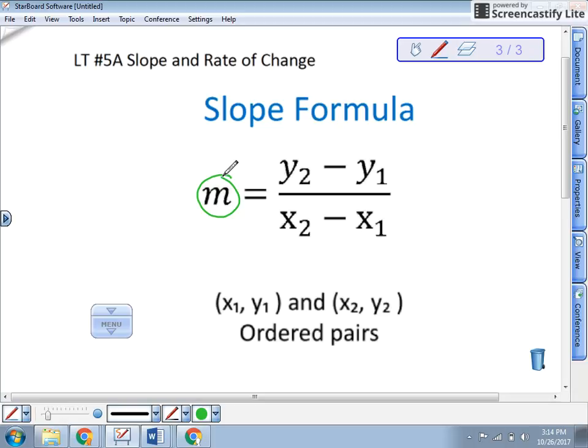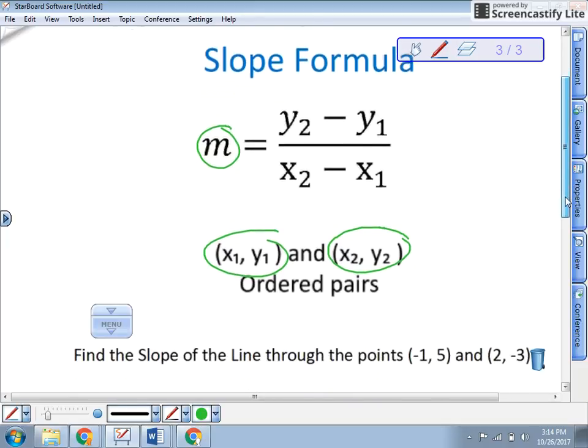It looks confusing, but you're just subtracting the y's, subtracting the x's. What are x1, y1, x2, y2? They're ordered pairs. You can see that right here. So they're going to give you 2 points to find the slope. You just take the difference. So let's go back to that original problem.